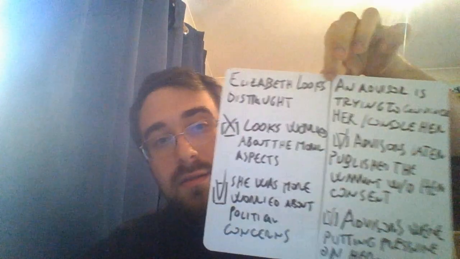So, the 2 elements. 1. Elizabeth looks distraught and morally devastated as if she did something wrong. 2. An advisor is convincing her to sign or consoling her. Let's check them against our knowledge of the period, which again, you can find in the articles below. This is mostly a technical explanation on how to answer a question, okay?